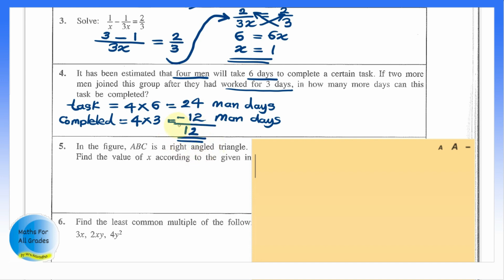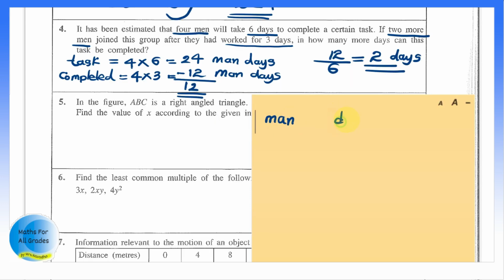To complete this, 2 more men are joined to this group. So altogether there are 6 men. So we divide this 12 man days by 6. Answer is 2. That means we need 2 more days. Man days.